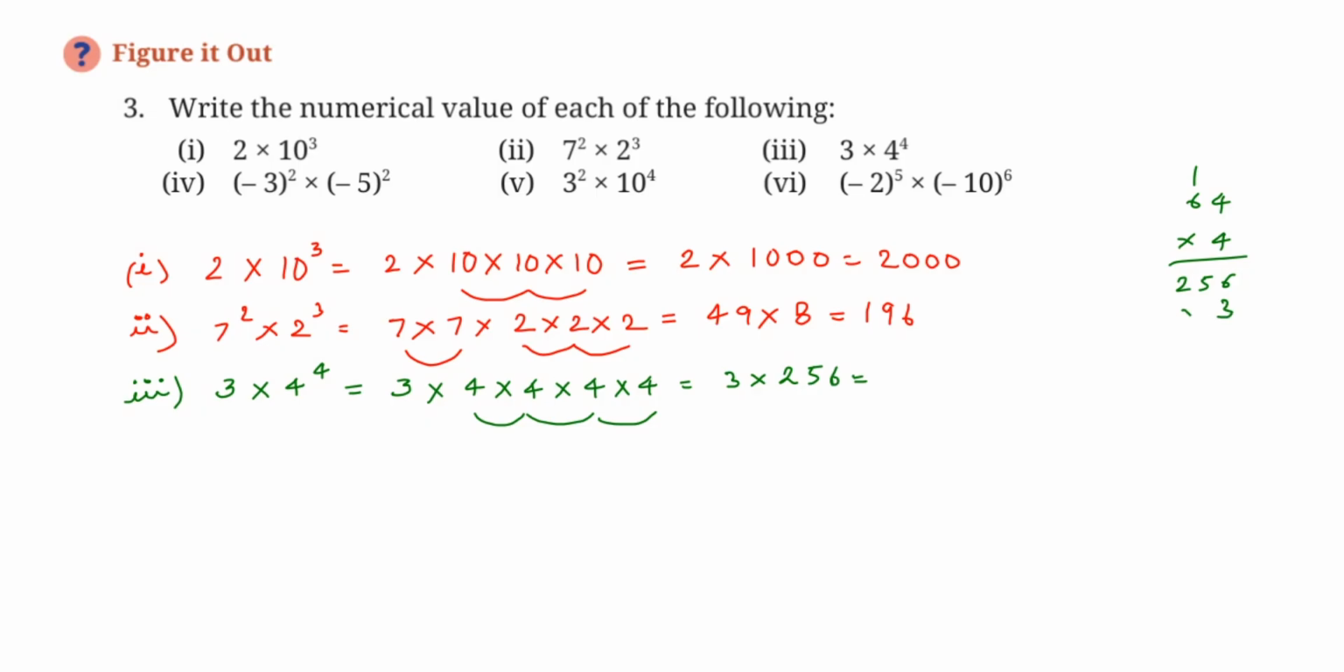So let's multiply that by 3. 3 6s are 18, 3 5s are 15, plus 1 is 16. 3 2s are 6, plus 1 is 7. So 768.